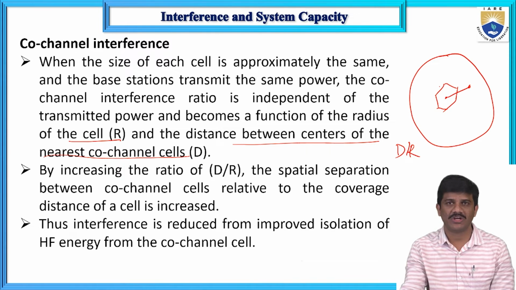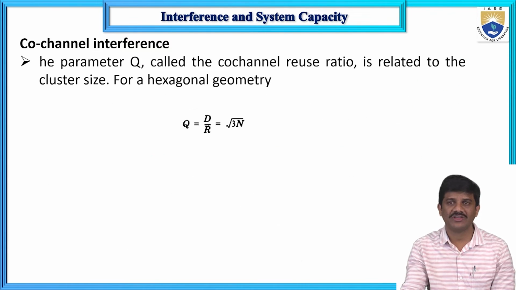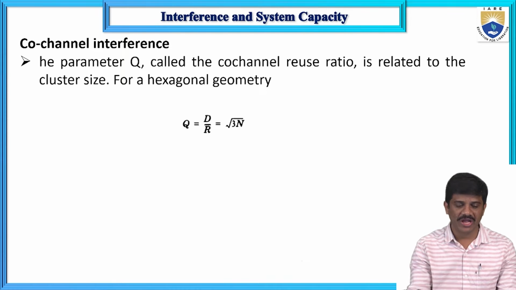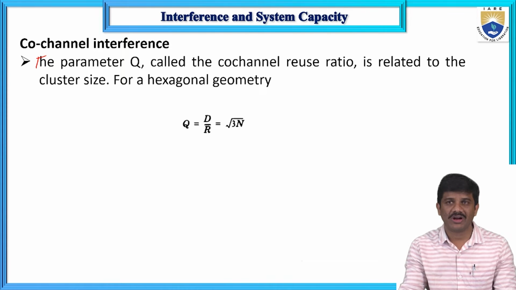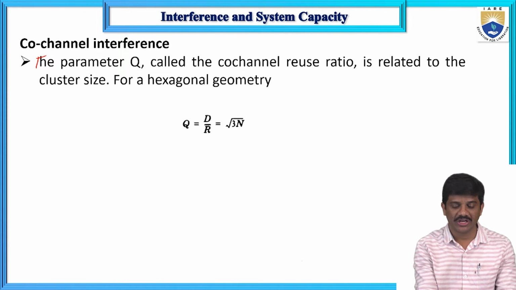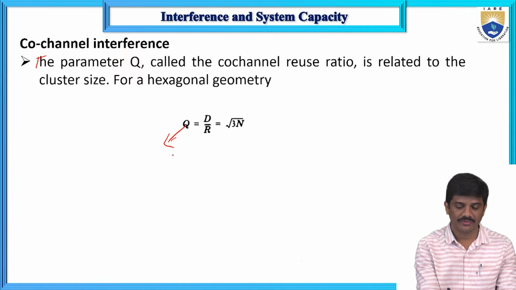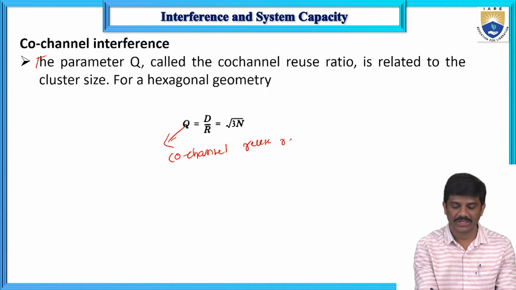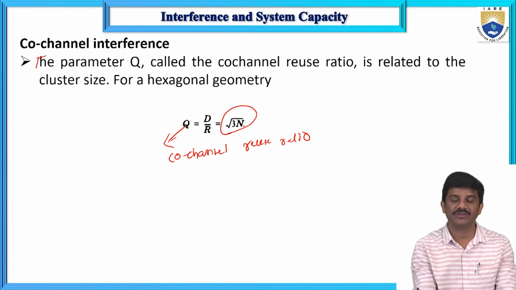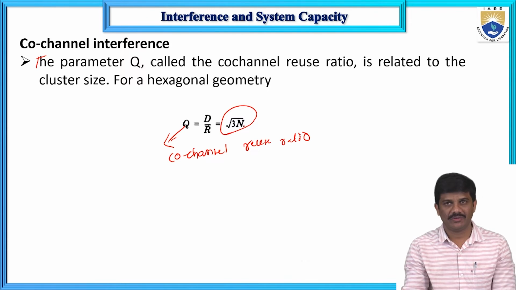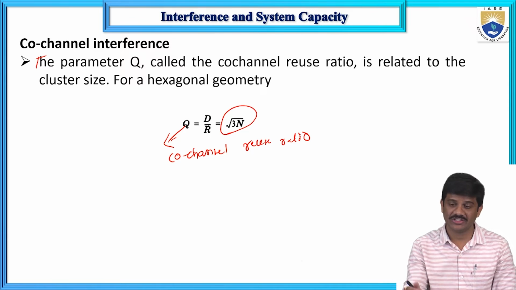We can find out the co-channel interference ratio. Here, what is the formula? The parameter Q is called the co-channel reuse ratio. What is the formula? Q equals D by R, and also we can write it as root 3 N. This is a hexagonal geometry, because here we are considering the hexagonal shape.